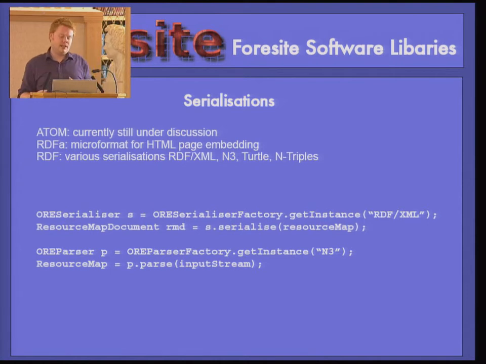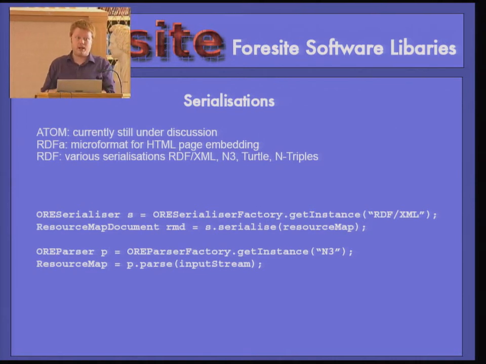So what serializations are we supporting? As I said, we're supporting Atom, but still under development, still under discussion. We've got RDFa, and I'm going to talk more about RDFa in a minute. It's a microformat, effectively, for representing RDF, particularly for embedding in HTML pages. And every RDF serialization that our underlying RDF processor supports. So RDF/XML, N3, Turtle, and N-Triples all straight out of the box.